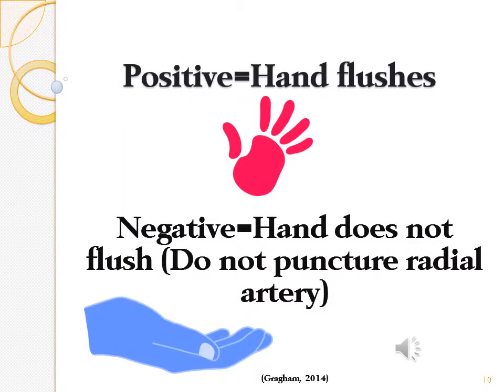With a positive Allen test, the hand will flush. A negative Allen test, the hand does not flush and stays blanched. What this means is that the ulnar artery is not functioning correctly, and if you were to damage the radial artery, the person would not have any circulation to their hand. So if that happens, don't puncture the radial artery.